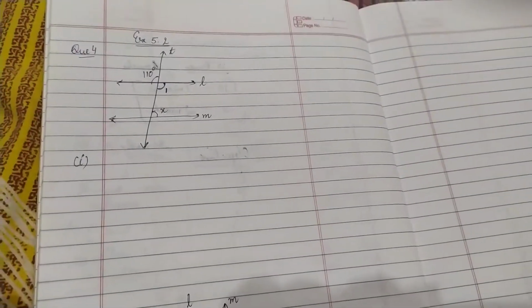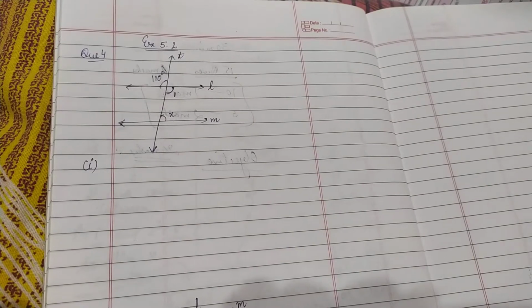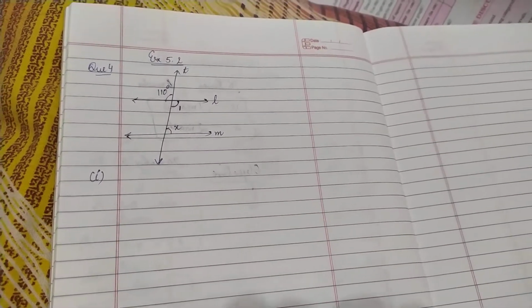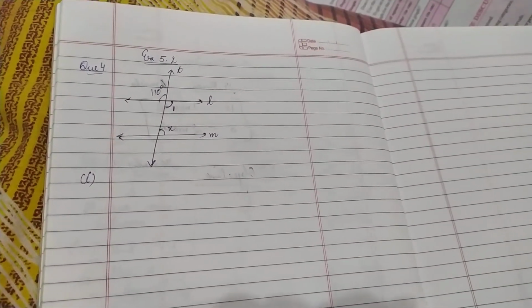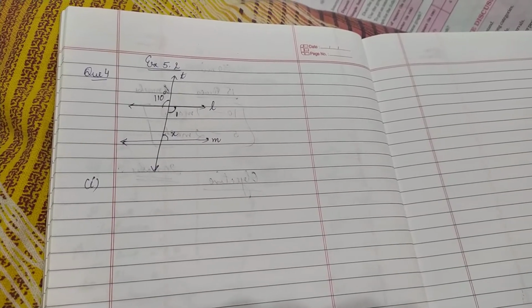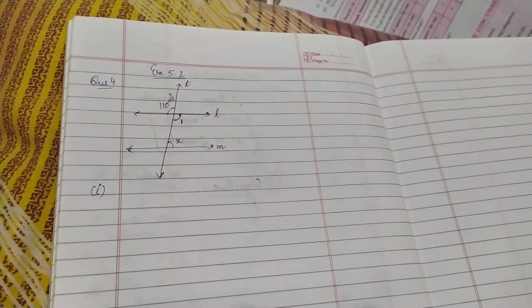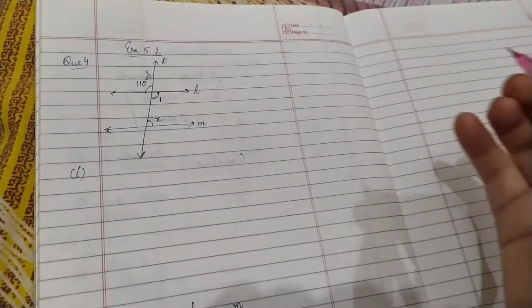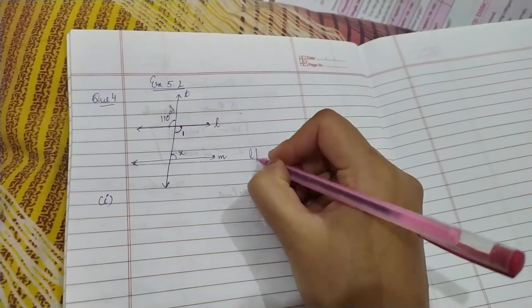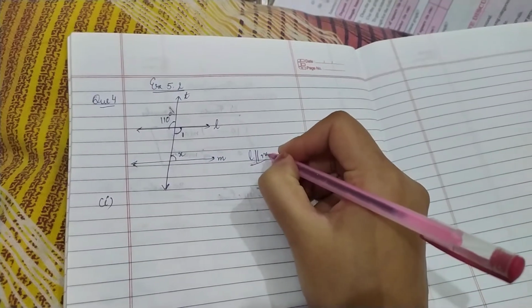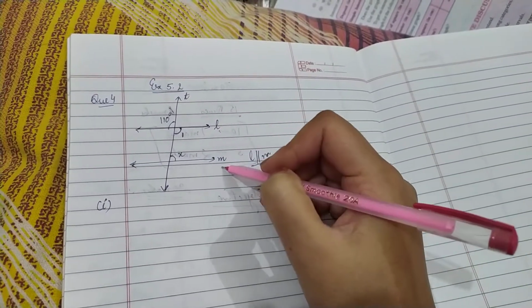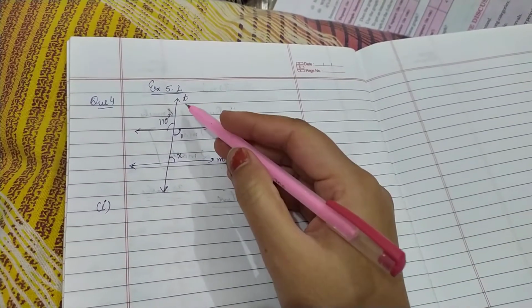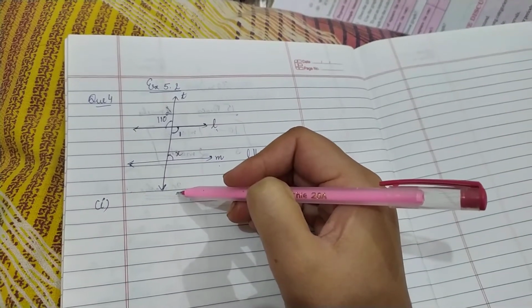Dear students, this is question number 4 of exercise 5.2, where two parallel lines and a transversal are given, and with those the angles are given and some angles you need to find out. As in the first figure, you are given L is parallel to M. So L and M are these two lines which are parallel to each other, and this T is the transversal.